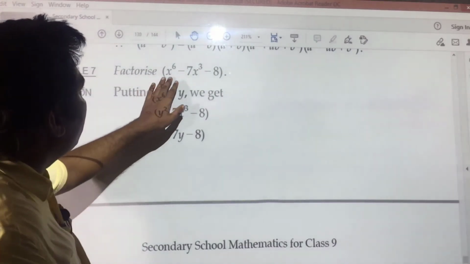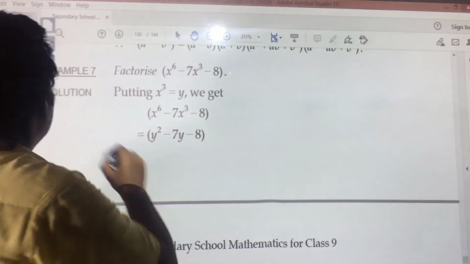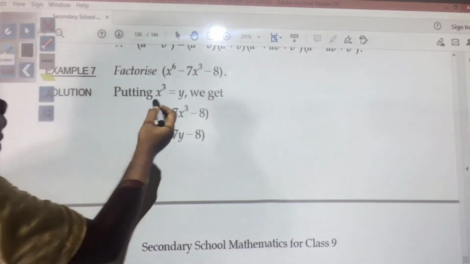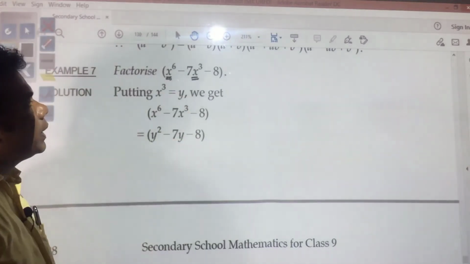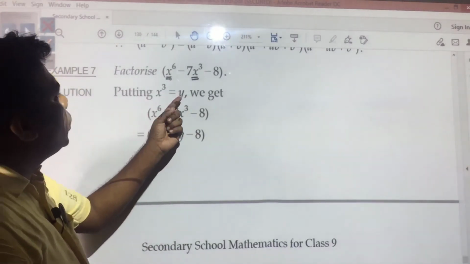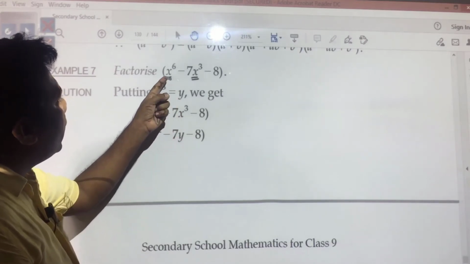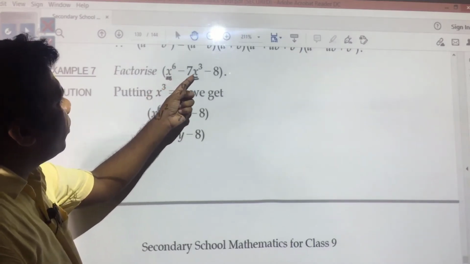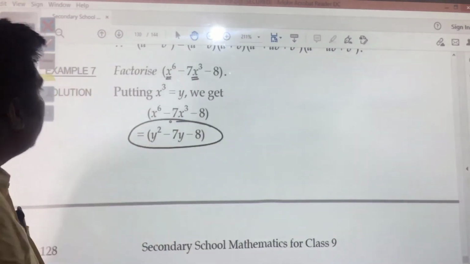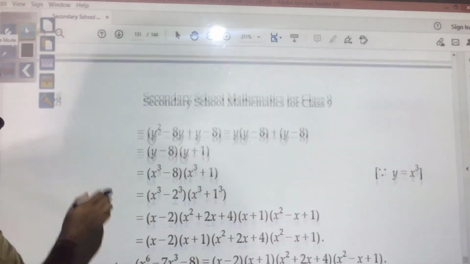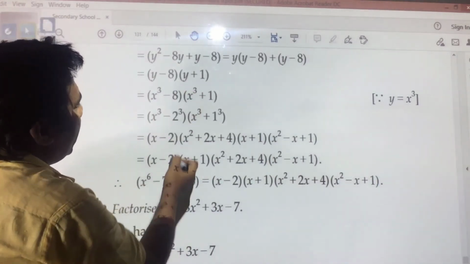Then you have x⁶ − 7x³ − 8. Here this is so simple, you just need to apply some common sense. Here you see x³ you have, and here x⁶. So if you assume x³ = y, you will have y² − 7y − 8, and this can be factorized easily. If you factorize this and then put the value back, you will definitely be able to solve.